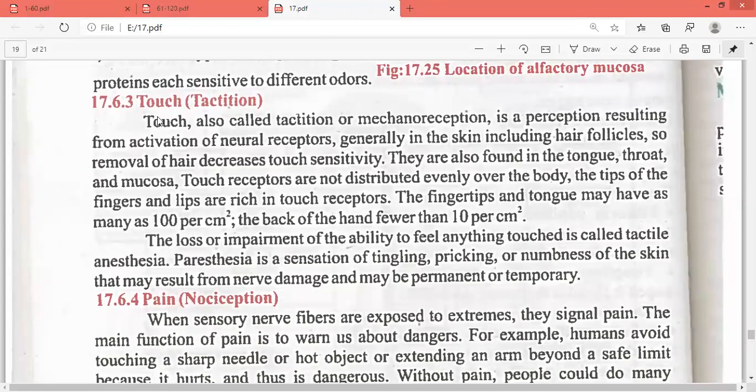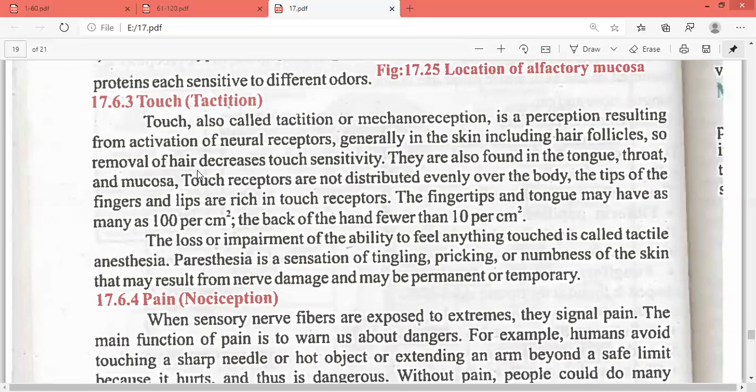Now, touch or tactition. Touch, also called tactition or mechanoreception, is a perception resulting from the activation of neuronal receptors. For touch, we have neural receptors, generally in the skin, including hair follicles. As you can see, hair is also a type of receptor, which will receive any changes taking place outside, right?